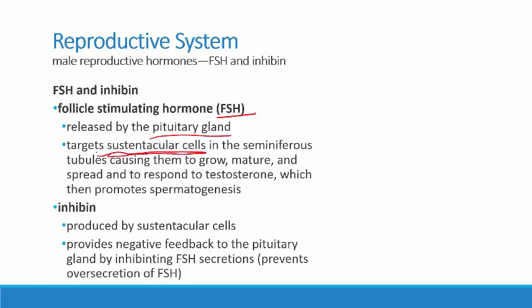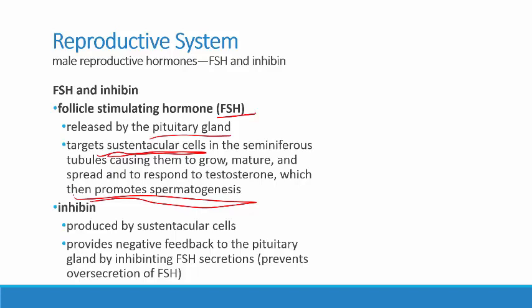These are cells in the seminiferous tubule that help to control the growth of the sperm. In response to FSH, sustentacular cells are going to grow and mature and spread and become very responsive to testosterone. Testosterone is also going to target the sustentacular cells, and when it does, it allows them to promote spermatogenesis among the spermatogenic cells. So sustentacular cells help to control spermatogenesis, and they are stimulated by follicle stimulating hormone.